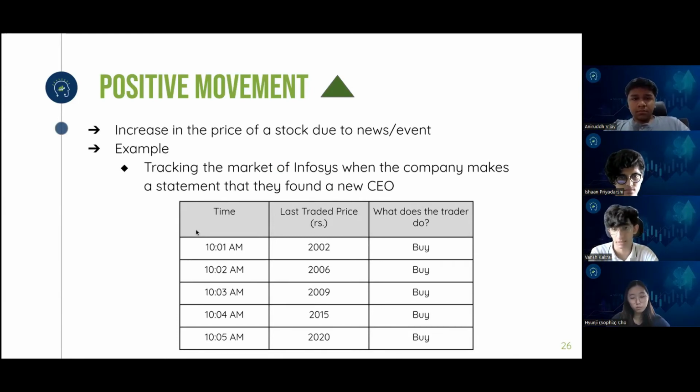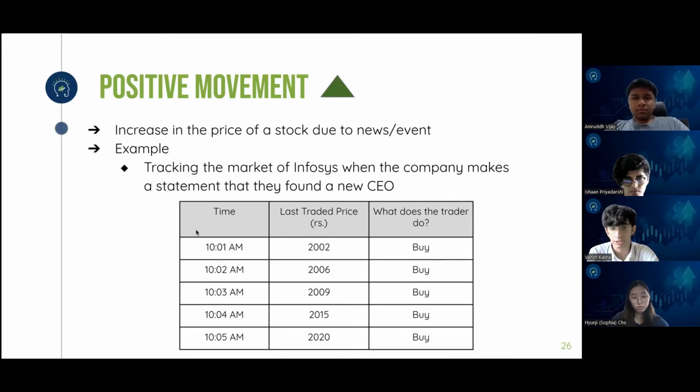The table summarizes it. At 10:01, 2002 is the price, you will buy it. 10:02, 2006 is the price, you will buy it. 10:03, 2009 is the price. Again, you will buy it. 10:04, 2015 is the price, and 10:05, 2020 is the price. So as you can see, the news itself, wherein the company just announced a new CEO joining the company, has created a rise in the price. Only in a matter of 5 minutes, the share has grown 18 rupees, right?